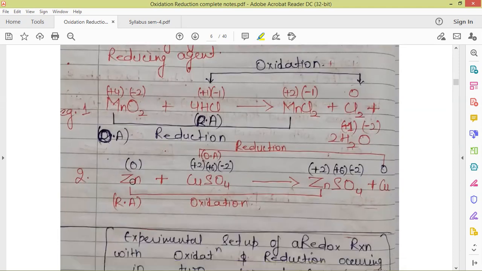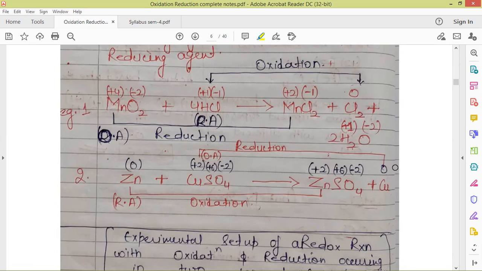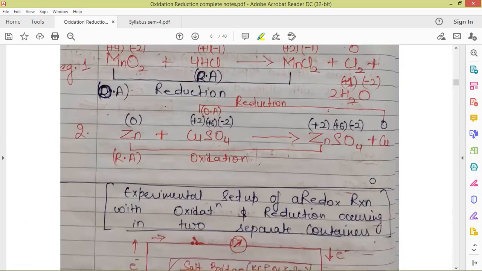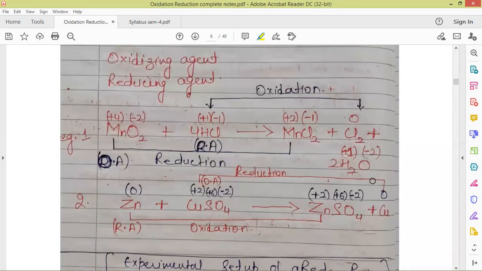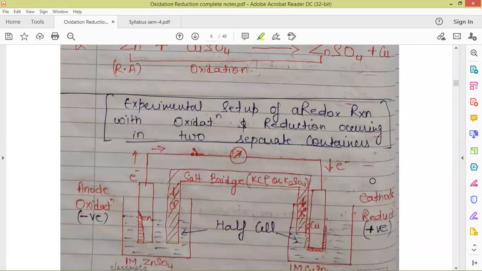Another example is the reaction between zinc and copper sulfate. Here zinc is undergoing oxidation from zinc 0 to zinc +2, so it is a reducing agent here, and copper is undergoing reduction from +2 to copper 0. So it is reduction, oxidation number is getting decreased from +2 to 0, so it is acting as an oxidizing agent. This is how oxidation and reduction are taking place in a single reaction, and these are the examples of redox reactions.